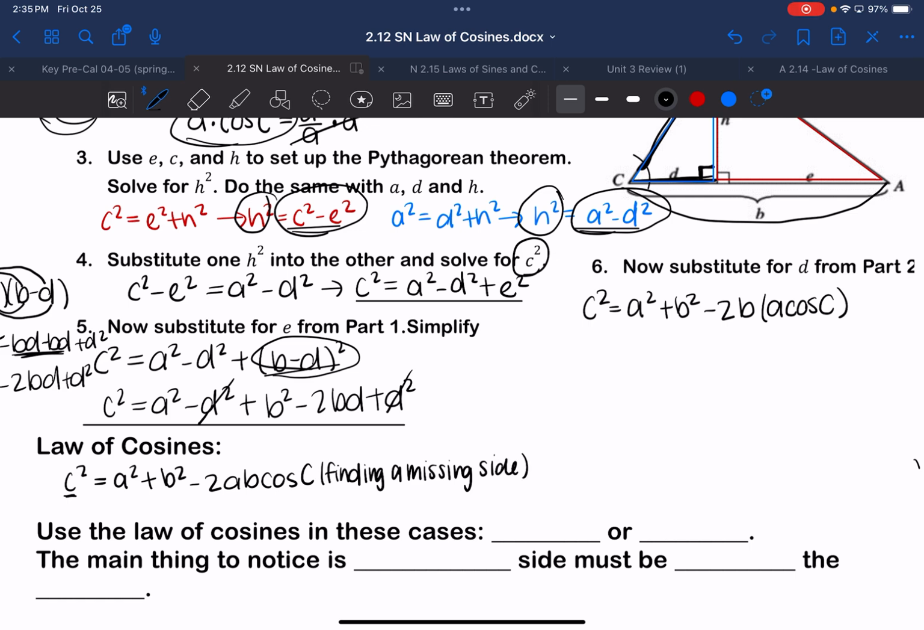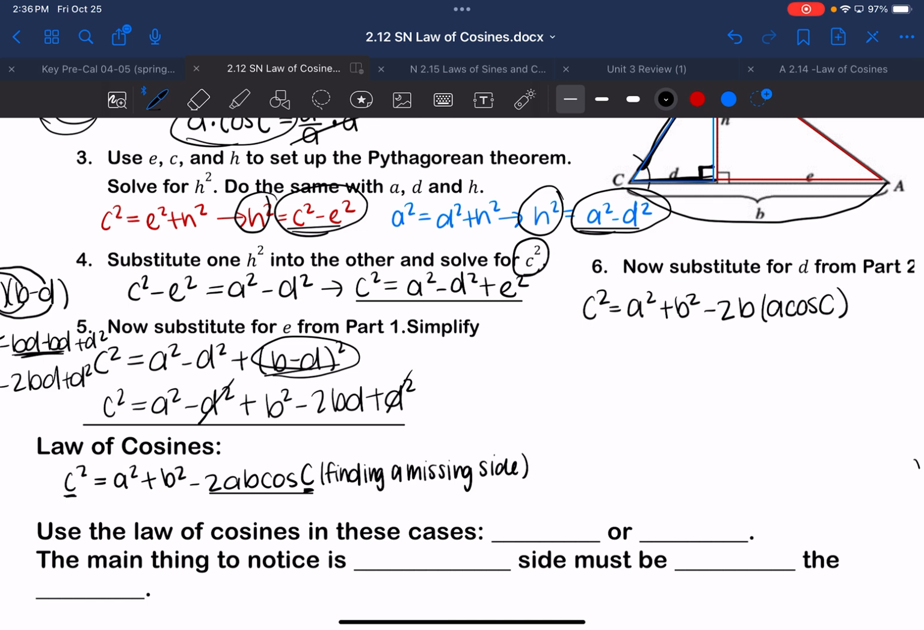Okay, but we also might need to be able to use this to find a missing angle as well. It's still going to be the same formula. I would just manipulate it a little bit so that I get the part that has the angle in it by itself. So that'd be this part with C, right? Well, this whole part is being multiplied by C. It's all one piece. So if I'm trying to get it by itself, then I'd have to move that whole piece to the other side of the equation.